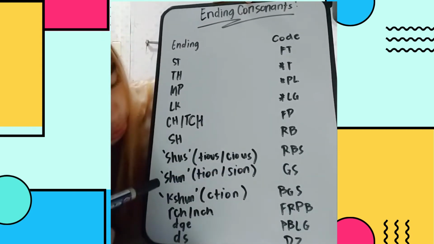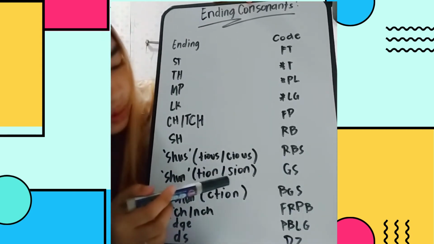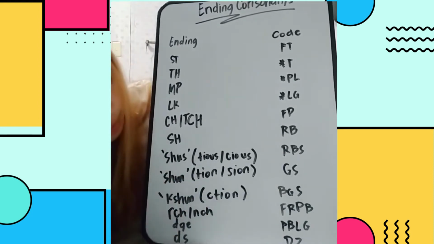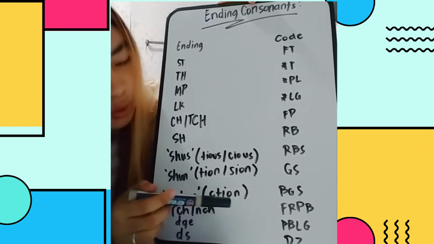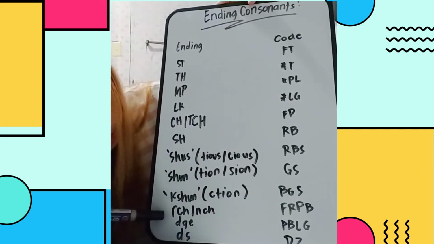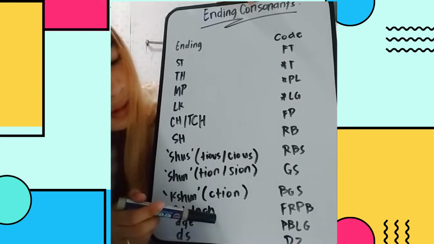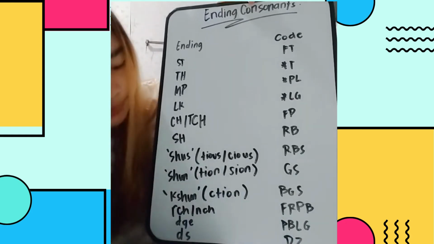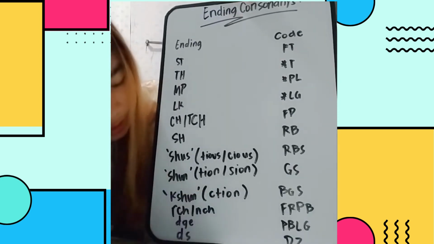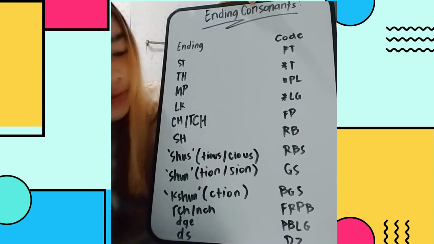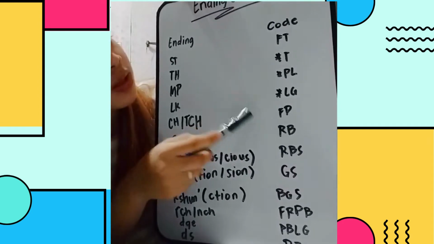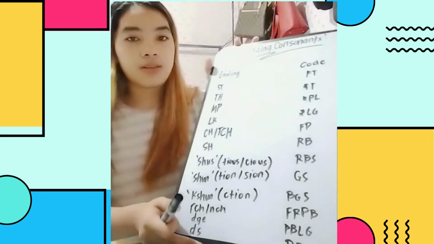And the word shun for TION or SION represents GS. And the word cation or CTION represents BGS. And the ending word RCH or NCH represents FRPB. And the word DGE represents PBLG. And the ending word DS represents DZ. And these are the codes and the ending words.